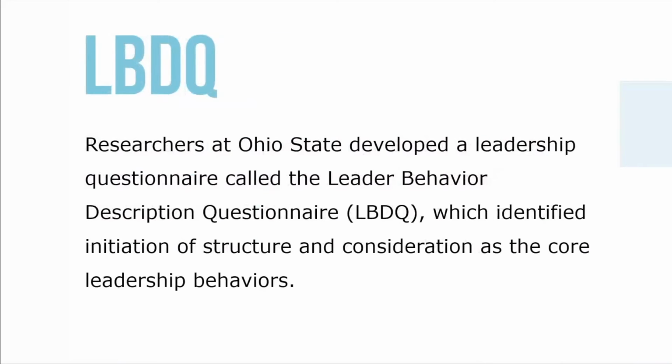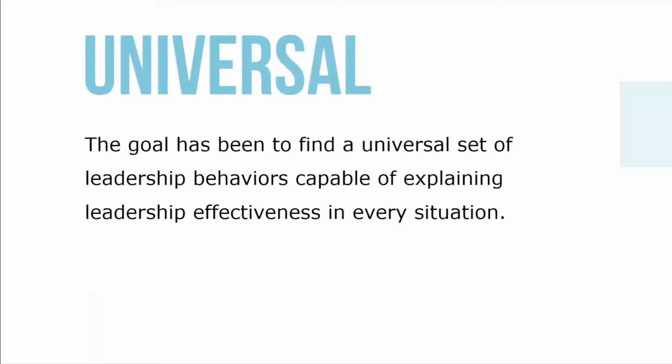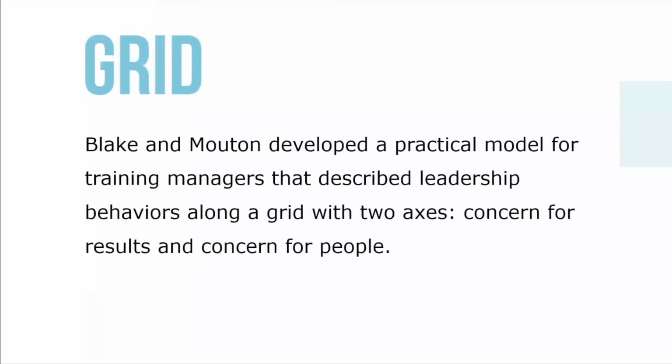Researchers at Ohio State developed a leadership questionnaire called the Leader Behavior Description Questionnaire, or LBDQ, which identified initiation of structure and consideration as the core leadership behaviors. The goal has been to find a universal set of leadership behaviors capable of explaining leadership effectiveness in every situation. A practical model, the leadership grid, was established by training managers to describe leadership behaviors along a grid with two axes: concern for results and concern for people.